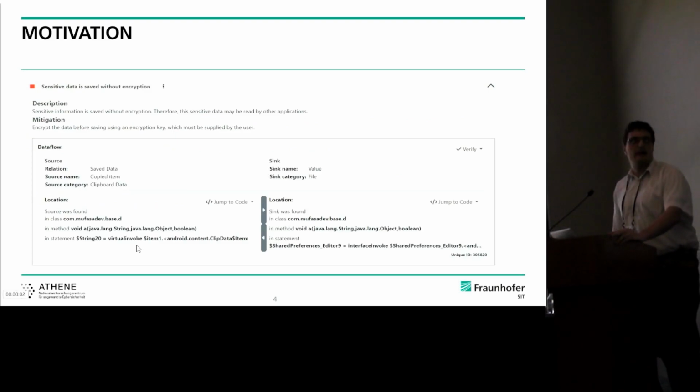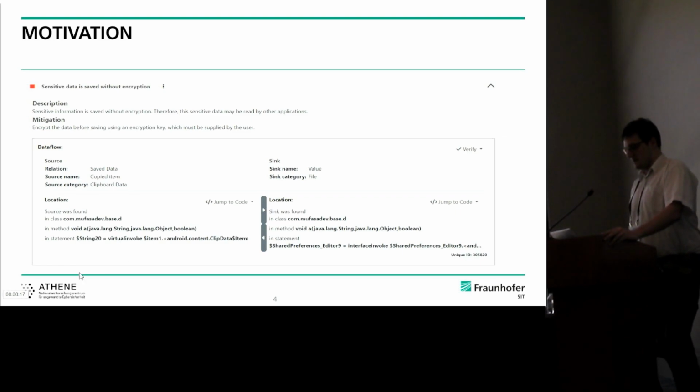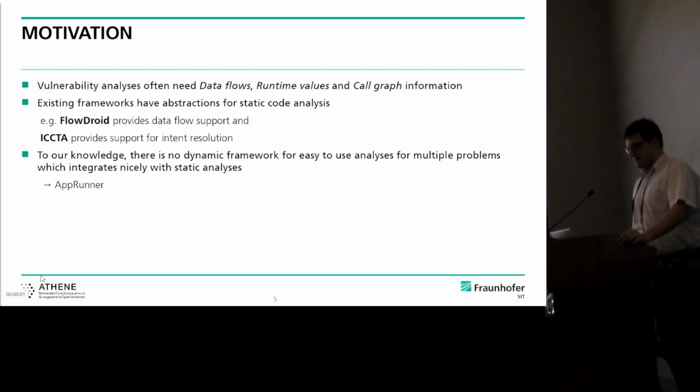In this case, we have sensitive data which gets saved into the preferences file, in this case a shared preferences file. You have the data flow between the two. So you have clipboard data on the one hand side, which may contain sensitive information. For example, if you use a tool like KeePass or something, a password manager, and then your password gets saved into the clipboard for a short time. So in this case, the analyzer needs some sort of data flow information. So vulnerability analysis often needs this kind of information.